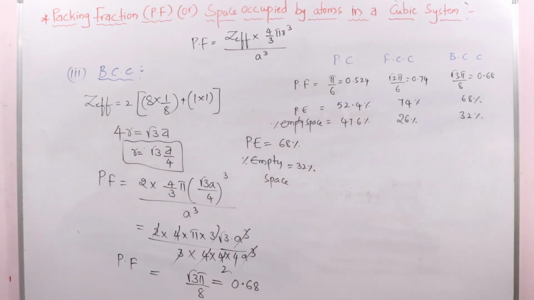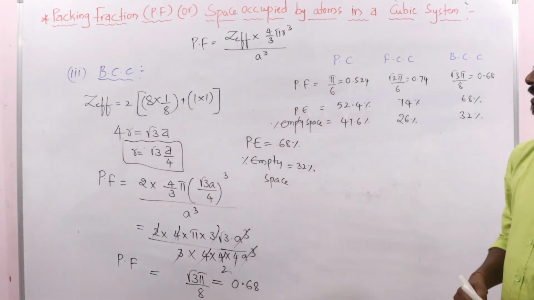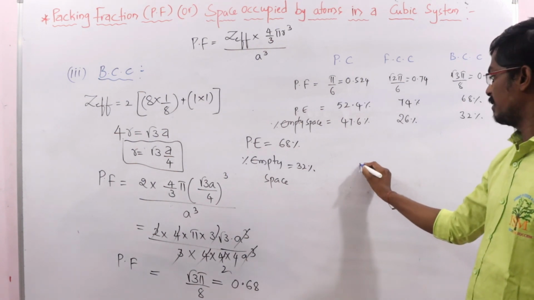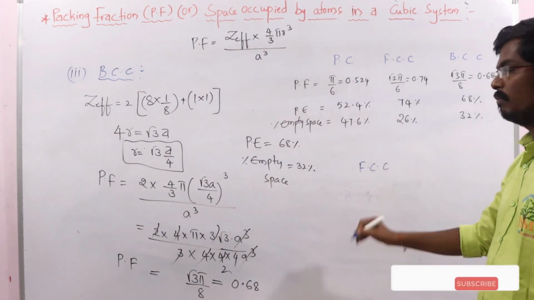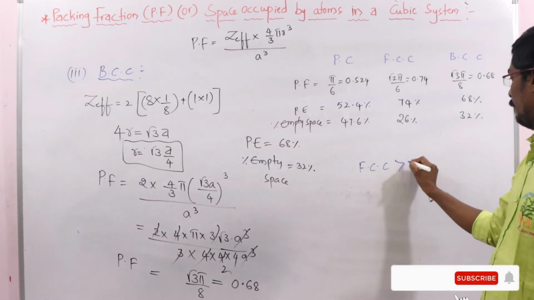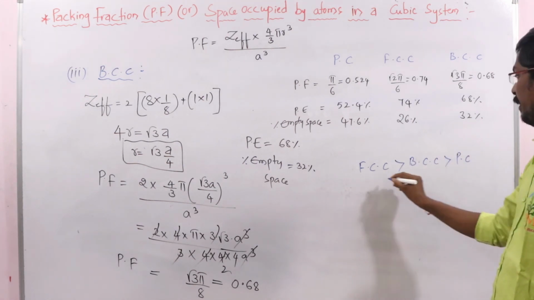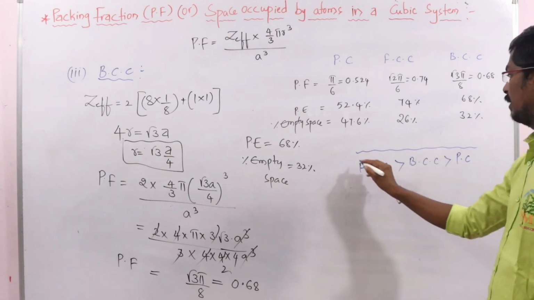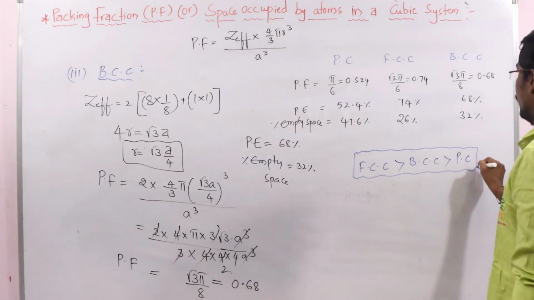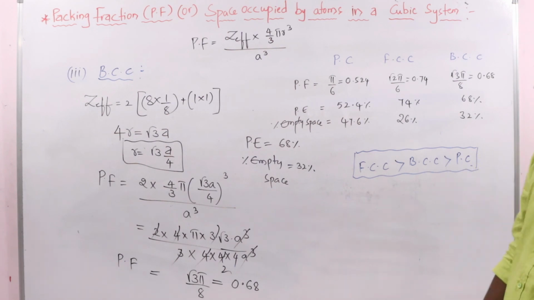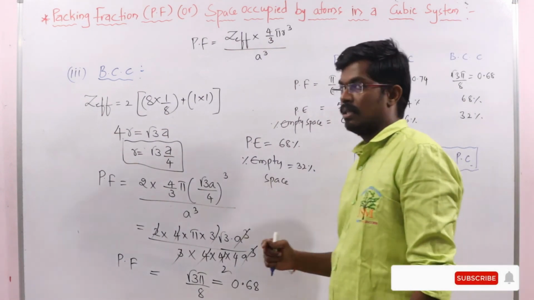So generally what is the decreasing order of the packing fraction here? Usually face centered cubic occupies more space than body centered cubic, and after that simple cubic or primitive cubic. This is the decreasing order of the packing fractions of various cubic systems.